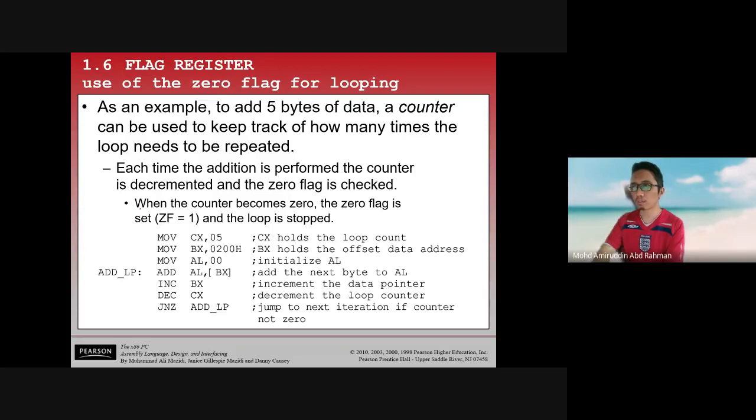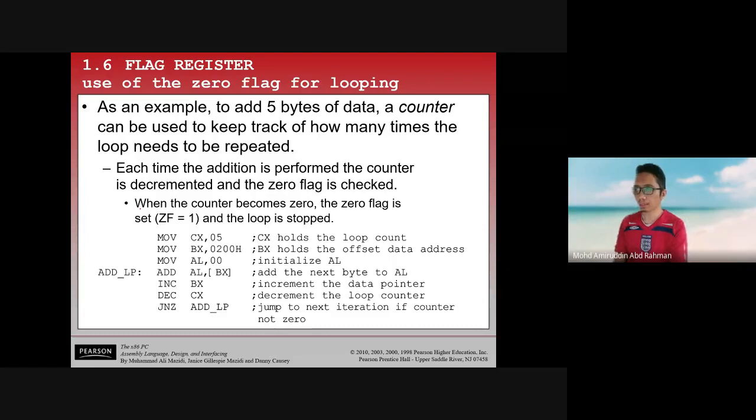Each time the addition is performed, the counter is decremented and the zero flag is checked. When the counter becomes 0, the zero flag is set, ZF equals 1, and the loop is stopped. So let's look here. First we move to CX the loop count, so CX becomes 05, and BX holds the offset data address, let's say it's 0200. Then we need to initialize AL to 00.